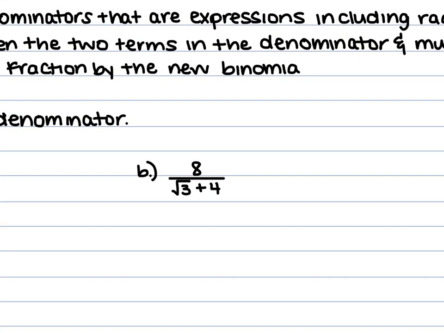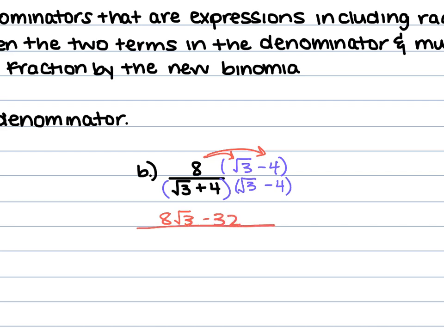For B, we have 8 over the square root of 3 plus 4. Our conjugate of our denominator is the square root of 3 minus 4. So we're going to multiply that by the top and the bottom. On the top, distribute that 8. So we're going to have 8 square root 3 minus 8 times 4 is 32. All over the square root of 3 times the square root of 3 is the square root of 9 minus 4 square root 3 plus 4 square root 3 minus 16.